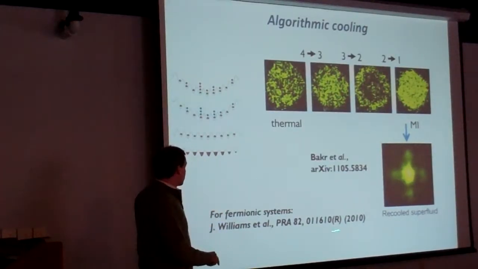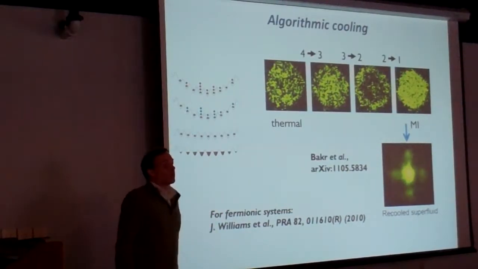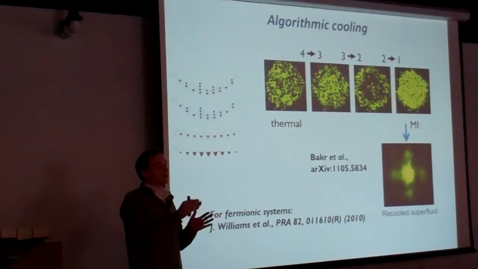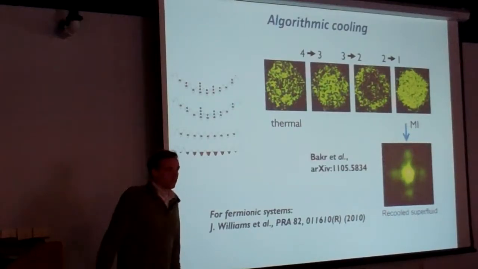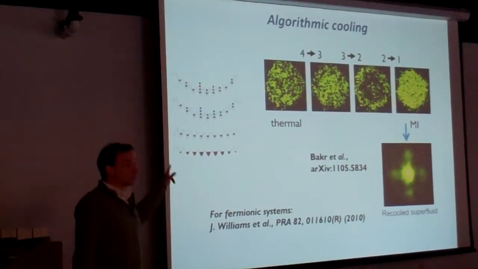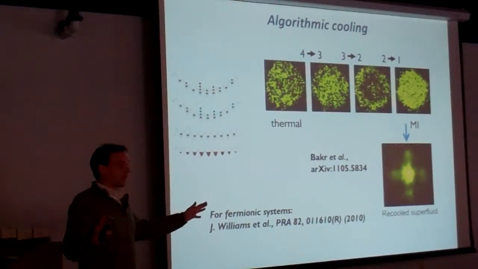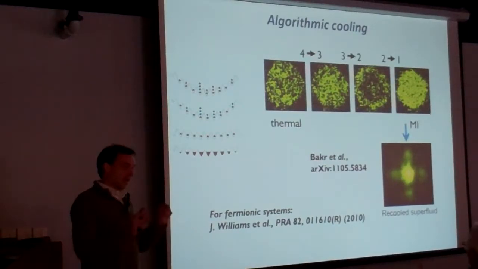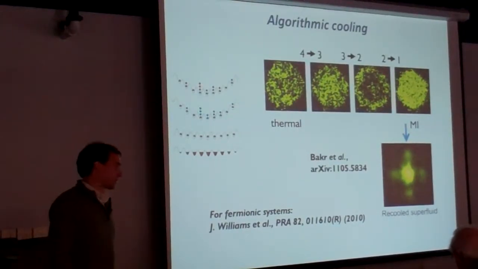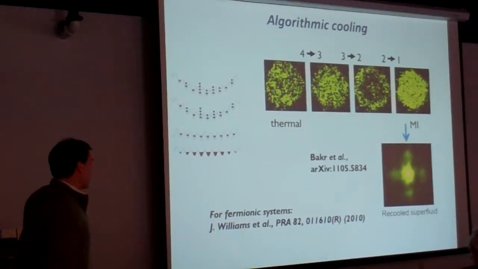But this method could be interesting for fermions, where the time scales might not be as nice. So you could make a band insulator by hand, essentially. Or this could be interesting if you don't have tunneling. You don't need tunneling for this. You could start with a sample of atoms with a larger lattice spacing, and then just locally change the atom number to one. And there have been proposals on this a long time ago for doing this in different ways.